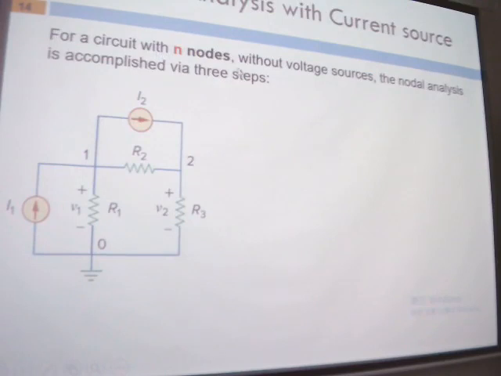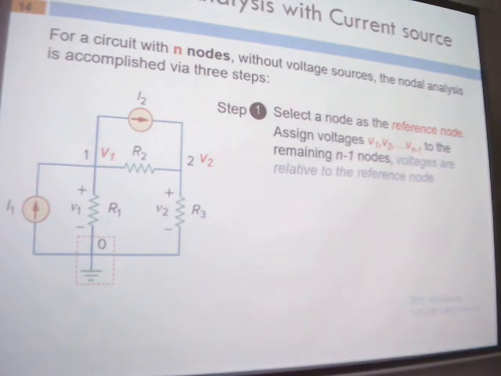Okay, now we're going to see nodal analysis with current sources. For a circuit with n nodes without voltage sources, now we don't have voltage sources here, we just have current sources, the nodal analysis is accomplished by 3 steps. Just remember the steps. If we see a case with a current source inside, we just follow the steps. The first step, we should select a node as a reference node. Clear?